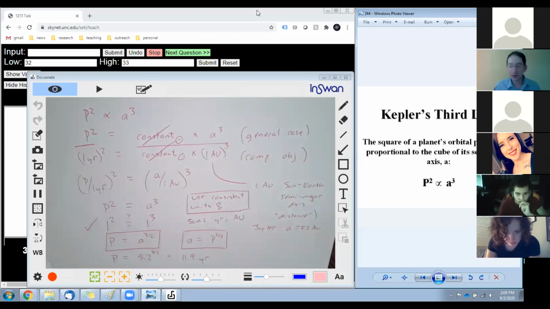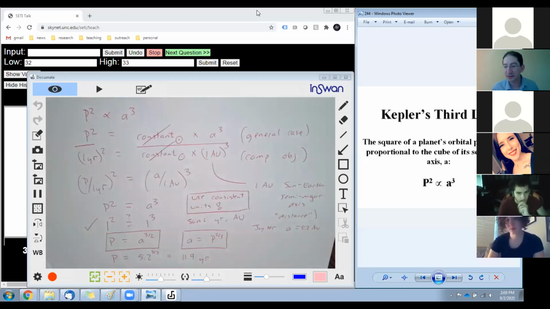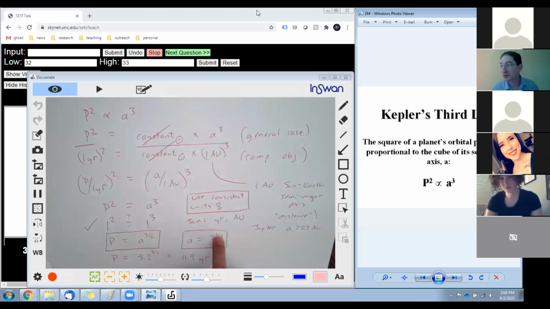So I'll give you a number, you'll raise it to one of these fractional exponents, and then you have the other. You don't have to do unit conversions, you don't need to know the constant or anything. Flip it around, if I gave you 11.9 years, you raise it to the 2/3, and you come up with the distance from the sun in AU.